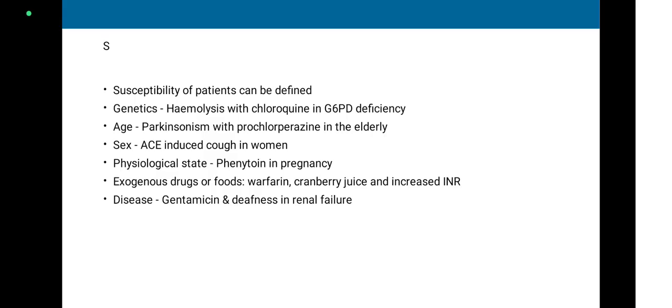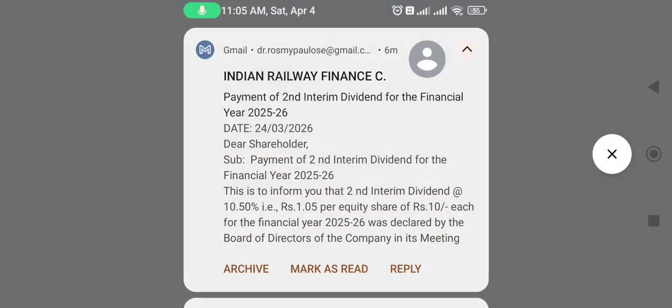Physiological state, phenytoin in pregnancy can cause teratogenicity for the fetus. Exogenous drugs or foods, warfarin and cranberry juice. Administration of warfarin and cranberry juice simultaneously can increase INR. And some disease states, those who already have renal failure, when treated with gentamicin, can precipitate deafness and renal toxicity. These are the classifications of ADR.